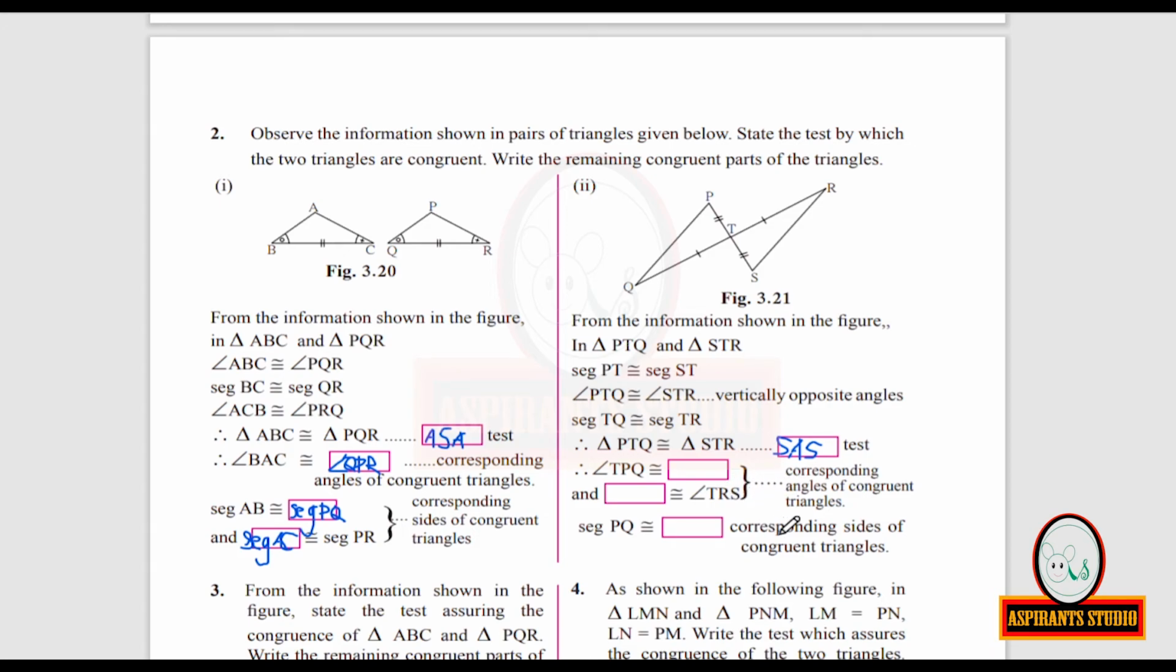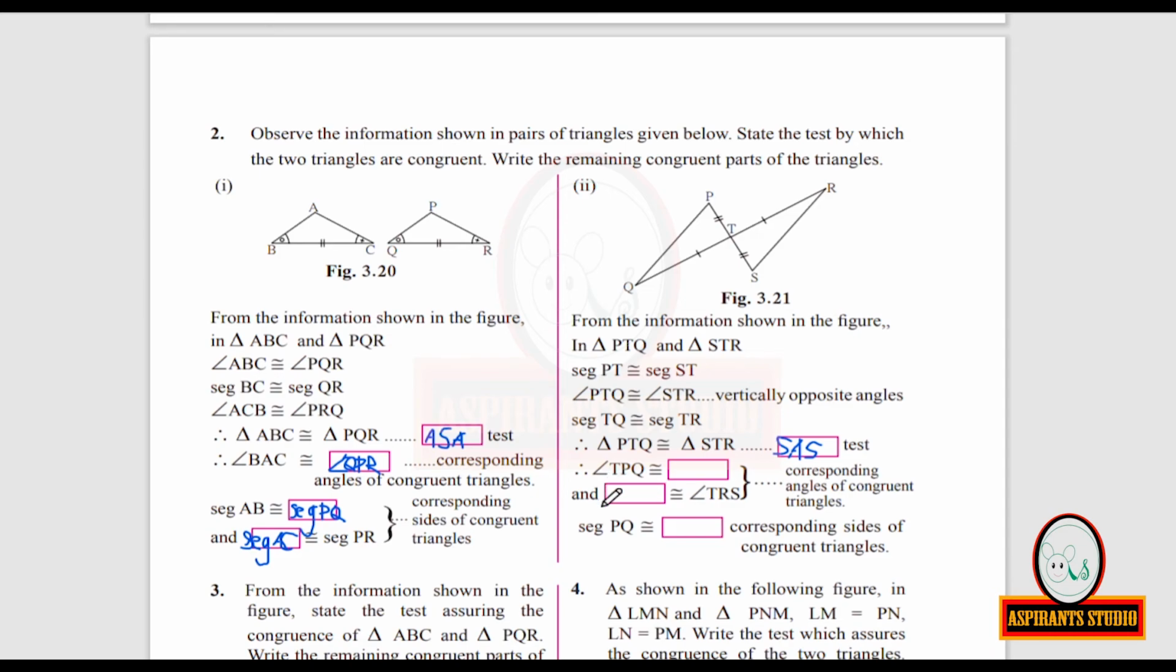Now we have to write the remaining congruent parts of the triangle. Three congruent parts are already written. Now the remaining three congruent parts of the triangles have to be written. First we can see the corresponding angles of the congruent triangles. Because of vertically opposite angles we have taken only one pair, so there will be two pairs as remaining angles of congruent triangles. Now we have to write according to the correspondence of the vertices only. So you have to be very careful. T corresponds to T only, P corresponds to S, and Q corresponds to R.